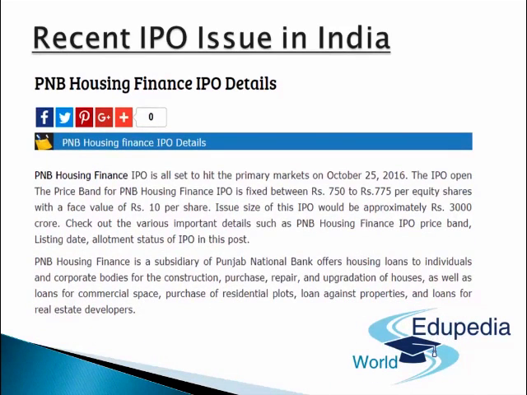So recently PNB Housing Finance has fixed up to release their IPO, and that is going to hit the primary markets on 25th of October 2016. The price band for the same has been fixed at rupees 750 to rupees 775 per equity share with a face value of rupees 10 each. The issue size is approximately 3000 crores.